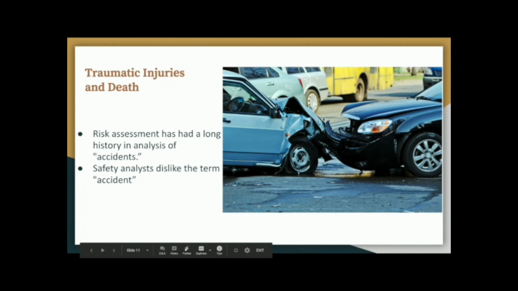Let's talk about traumatic injuries and death. Risk assessment has had a long history in the analysis of accidents. Safety analysts dislike the term accident since it has a connotation of being beyond human control. Instead, each traumatic injury has a cause, and steps could have been taken to avoid it or at least mitigate the injury. Risk situations occur in designing safety equipment.